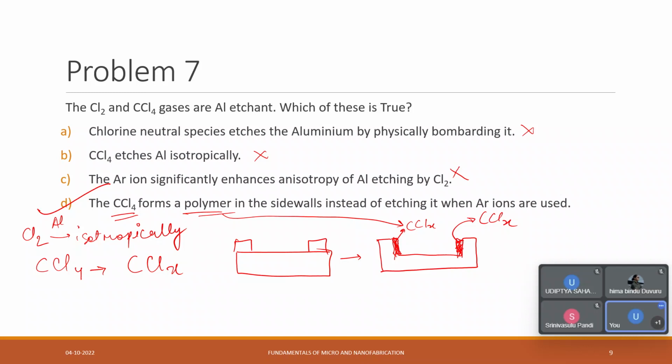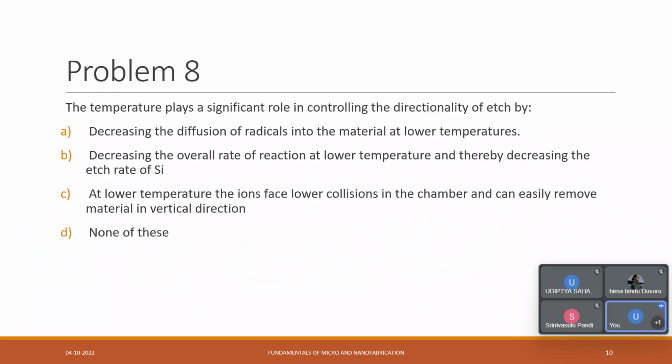Okay, so we'll go to the last one. Yeah, this is a short one, and this will be the last question here. As we discussed on directionality, you have to tell how the temperature plays a role in directionality of etch. Just a simple one, and then we will close the session.